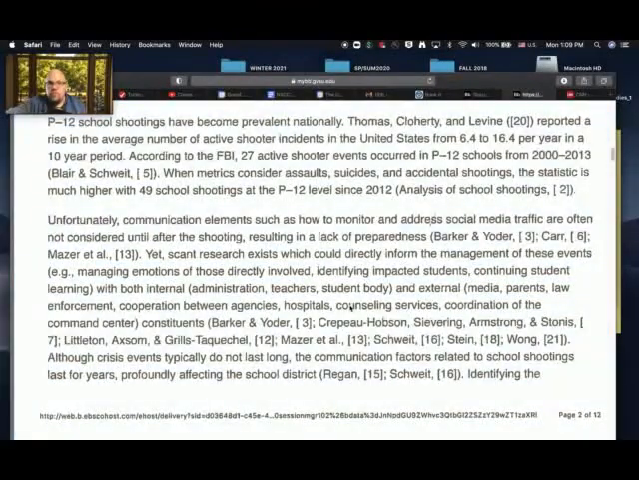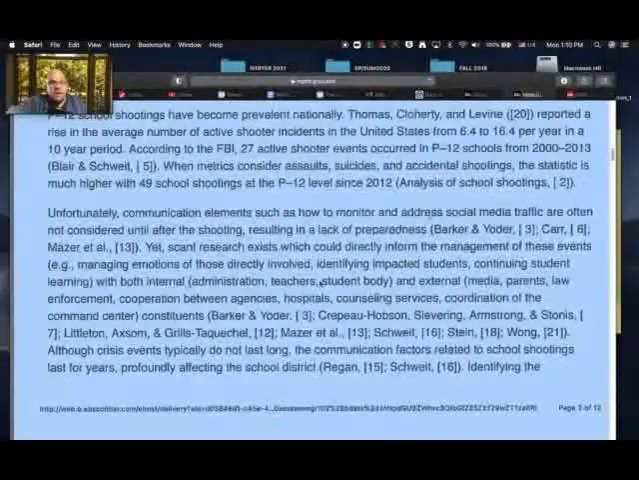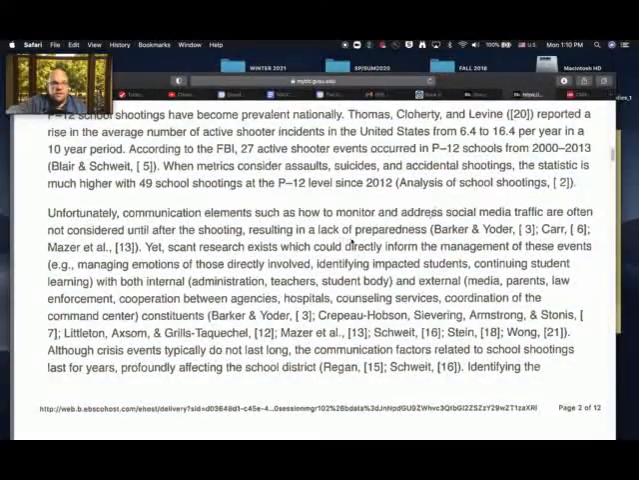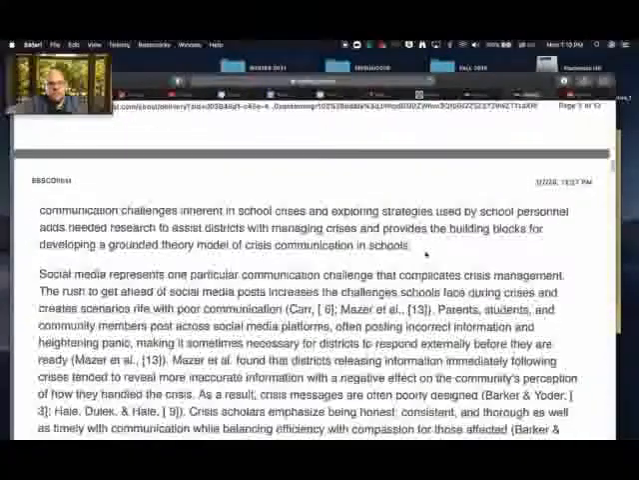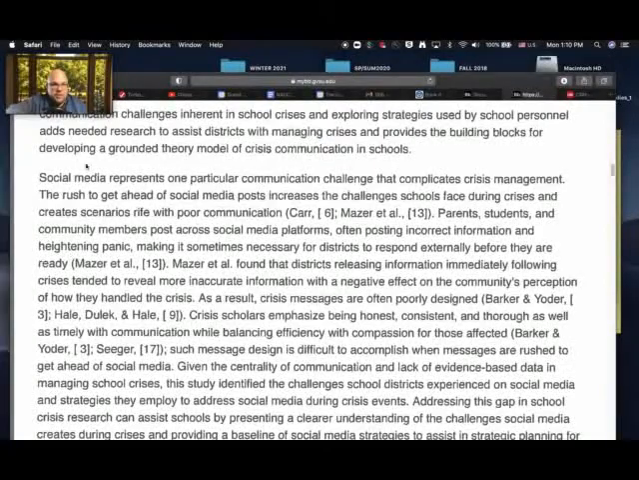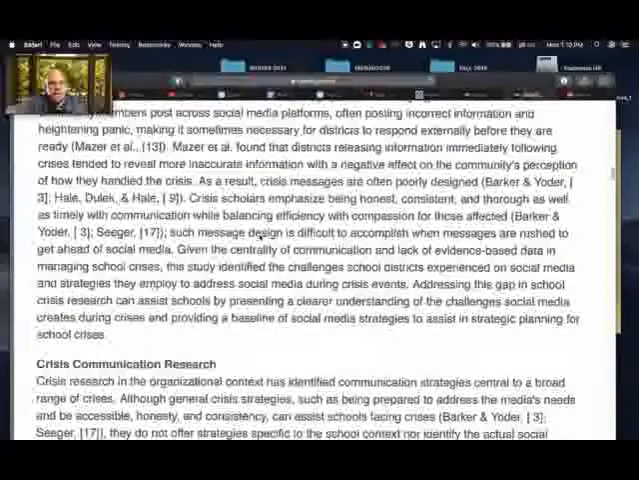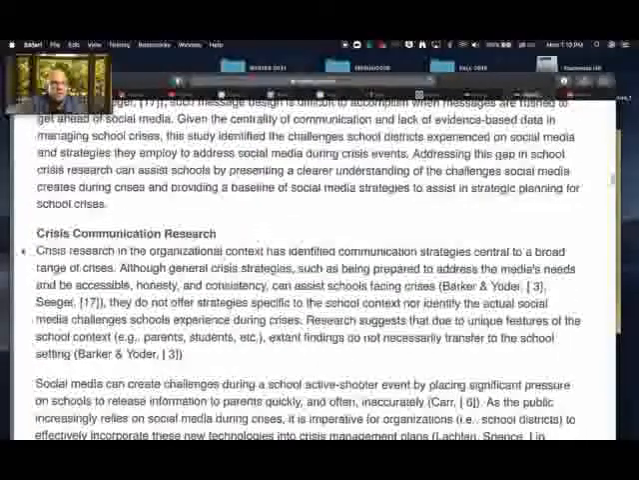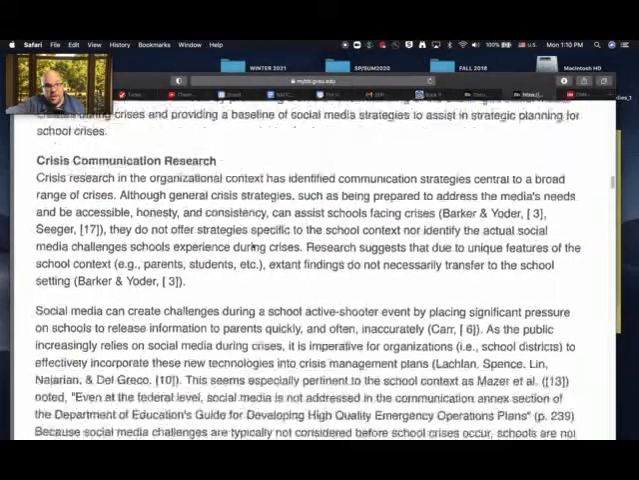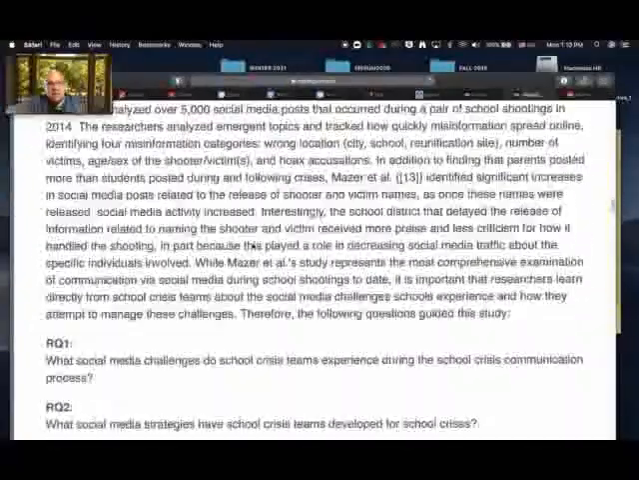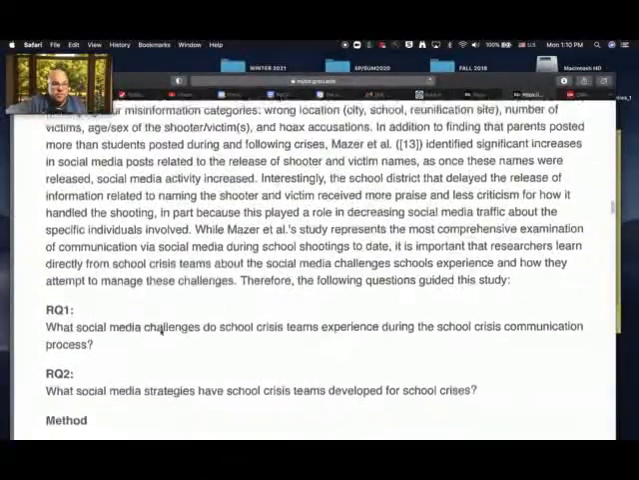So then they talk about what's out there that can be monitored. How can we monitor this sort of stuff? And they said there's not a lot out there. Very little scant research exists on what could directly inform the management of these events. Then it gets into some where social media represents one particular communication challenge, and it gives you some information. Then they break it over into some background on crisis communication research. Then they talk about that, and they come up with 2 research questions.